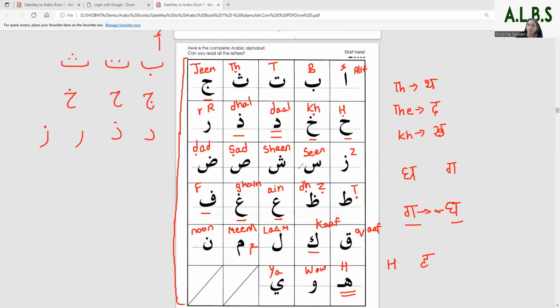Now the next letter is seen. So first we're going to form a small w with the deep U. This becomes seen. The same structure, a small w with the deep U, having three dots on it is called sheen.